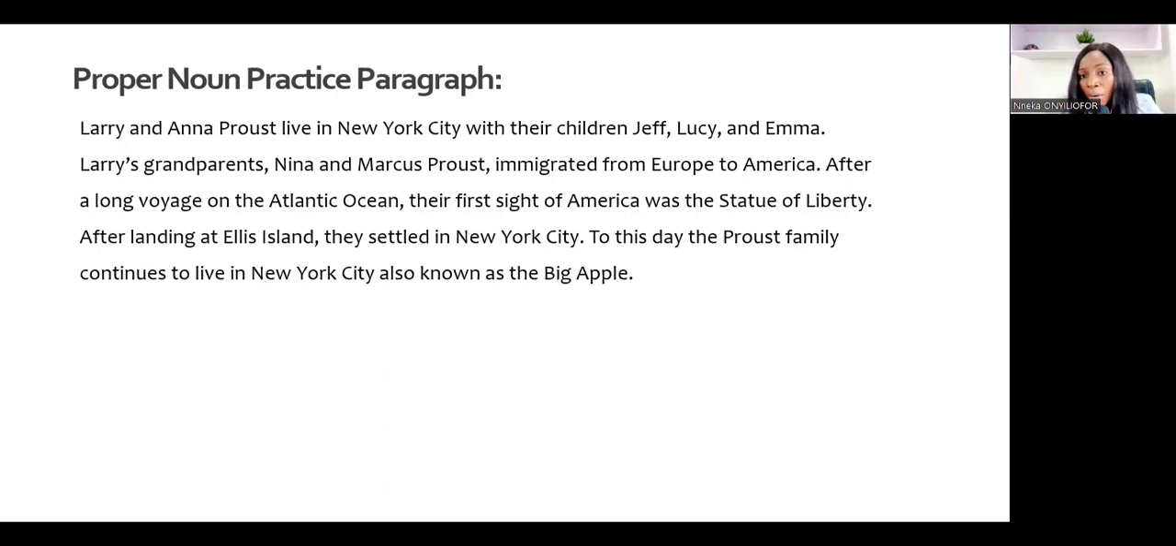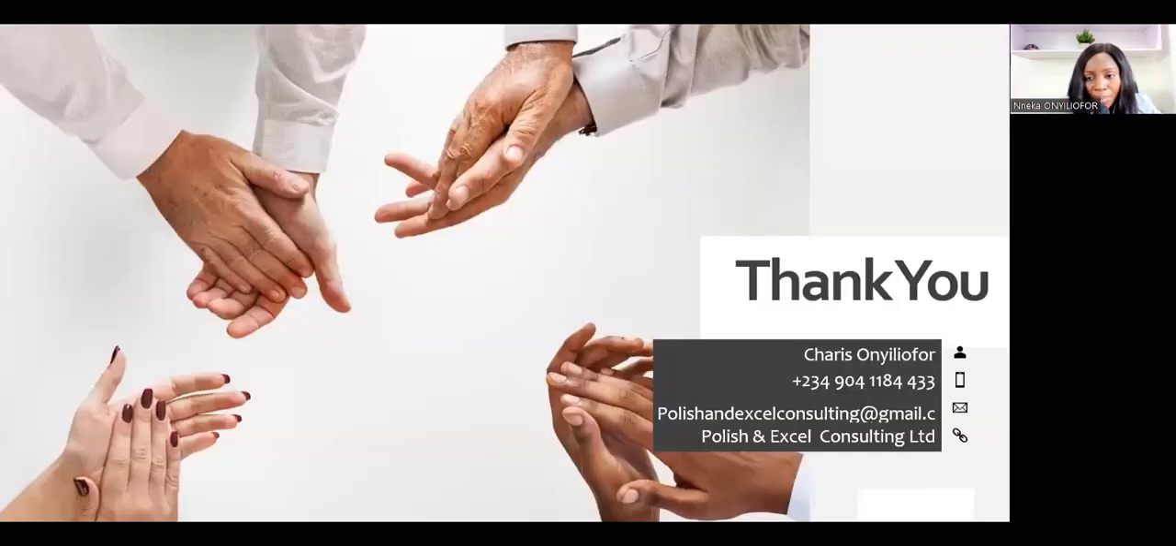Their first sight of America was the Statue of Liberty. After landing at Ellis Island, they settled in New York City. To this day, the Proust family continues to live in New York City, also known as the Big Apple.